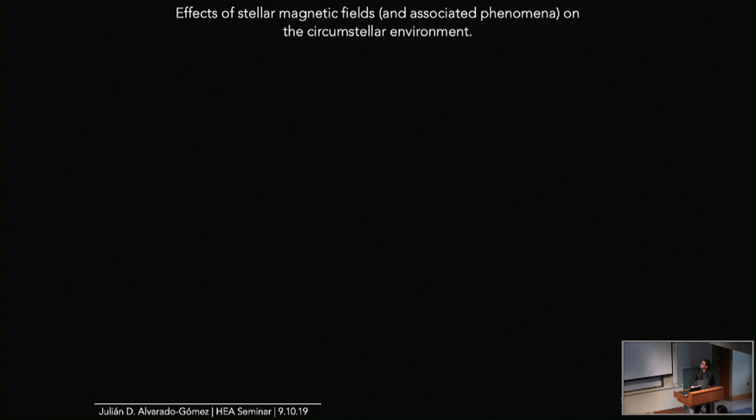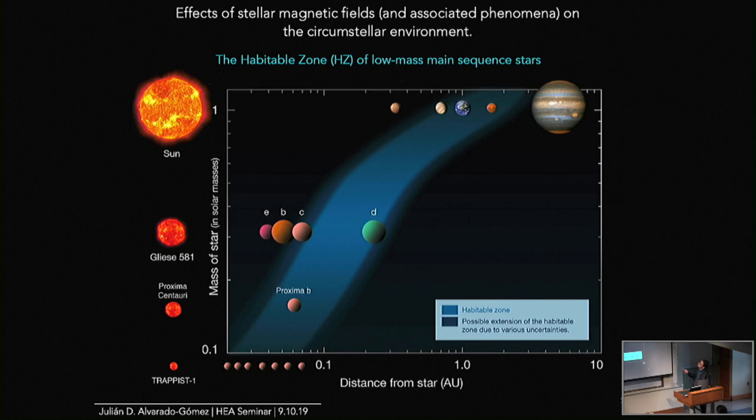But M dwarfs are of particular importance because of, of course, exoplanets. You have here stellar mass against distance, and you have here the solar system. And this blue shaded region is what is called the classical habitable zone. Basically, it's a region of space in which the distance is just right for the planet to have liquid water on the surface, provided sufficient atmospheric pressure. You can interpret this plot: basically, you take the Earth and place it around different stars. Would the Earth be able to sustain liquid water on the surface?